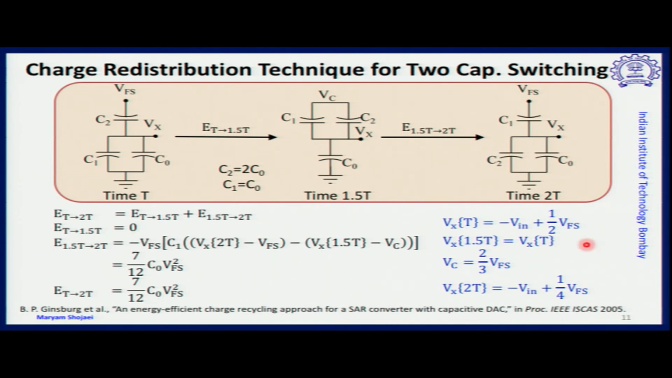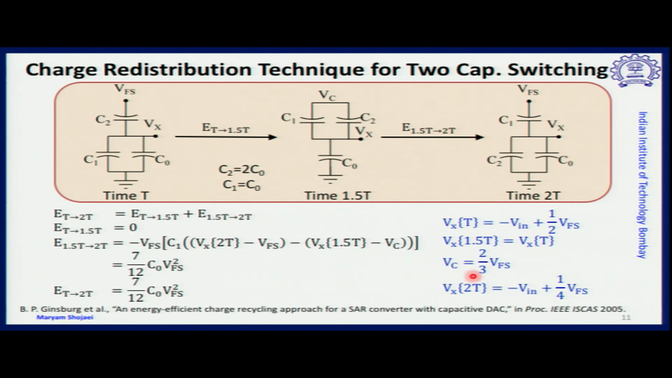What will happen for the voltage? Now we will have charge redistribution across C1 and C2, which are connected in series. Voltage across Vx will not change, because the current loops only in the loop formed by C1 and C2. So, therefore, Vx will remain the same as before. So, Vx of 1.5T is the same as Vx of T. But the Vc value, which is the top voltage and was V full scale, now changes to 2/3 of V full scale because of charge redistribution between C1 and C2.